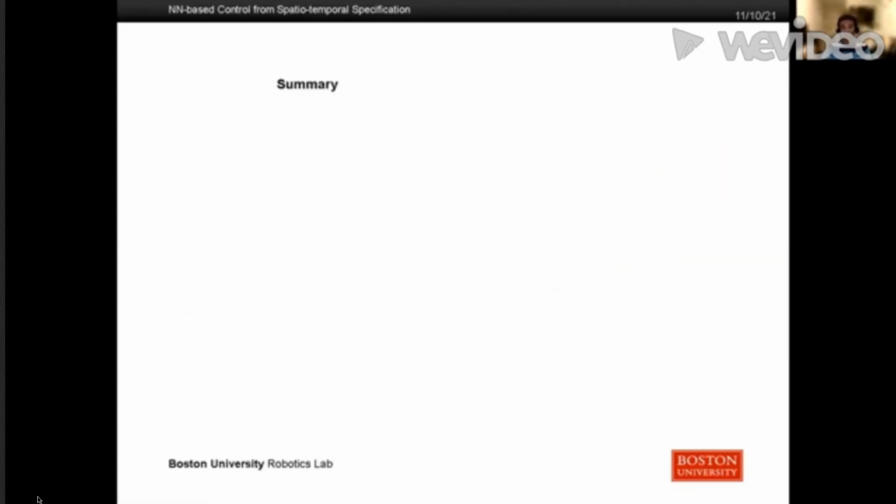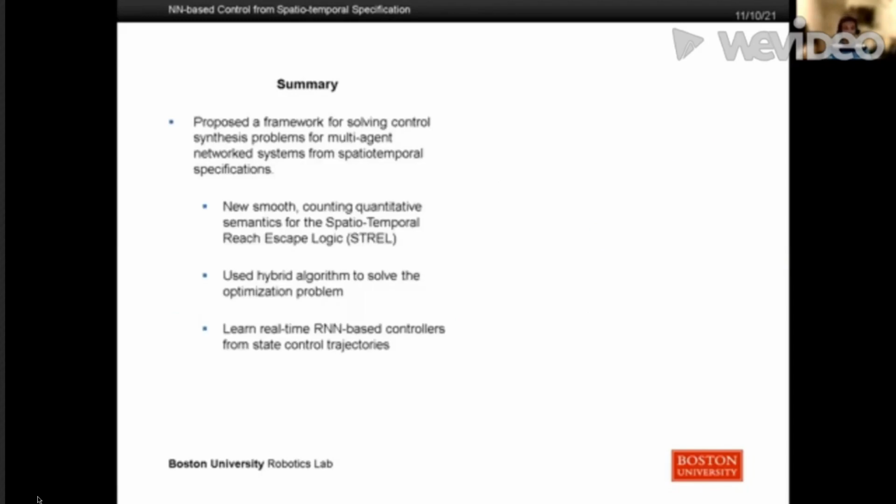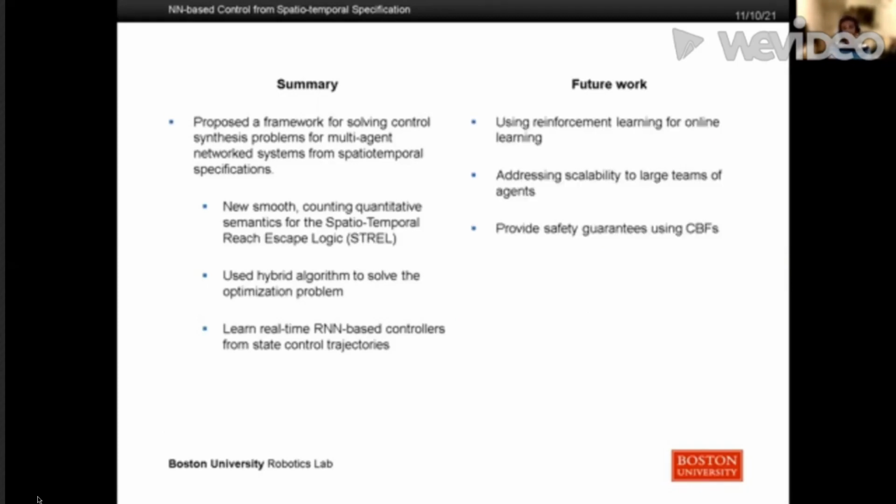To summarize, we proposed a framework for solving control synthesis problems for multi-agent network systems from spatio-temporal specifications. For future work, there are multiple interesting directions: using reinforcement learning for online learning instead of learning from offline generated samples, addressing scalability to large teams of agents, and providing safety guarantees using control barrier functions, and so on.